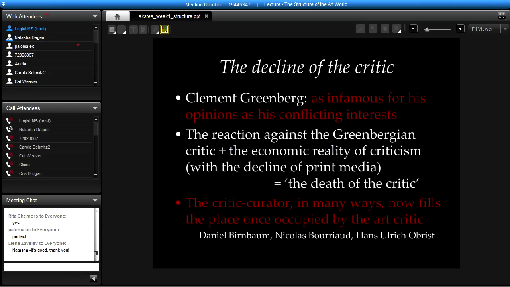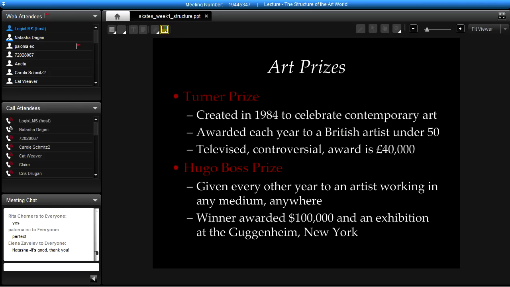However, Clement Greenberg was also known for his conflicting interests and certainly wielded influence in the art market, and perhaps didn't quite police his commercial and non-commercial activities as much as he should have. In any event, recent years have seen the so-called death of the critic, and this may also relate to the decline of print media, where people are simply reading art magazines and art reviews in newspapers less and less. Instead, we've seen the rise of the critic curator, which many people say now fills the place once occupied by the art critic.